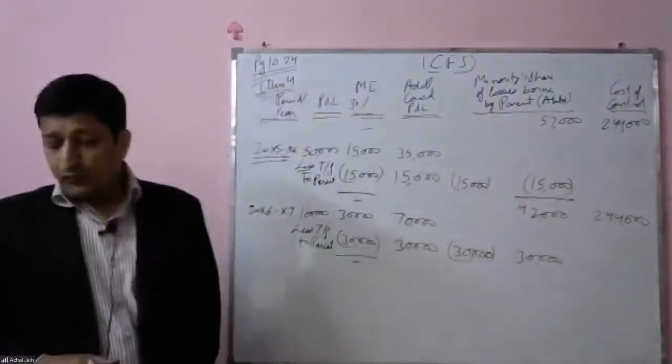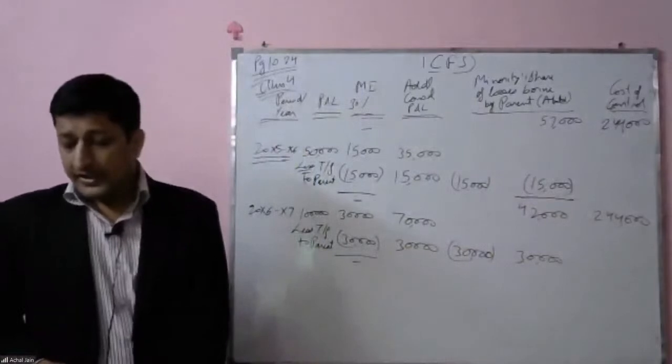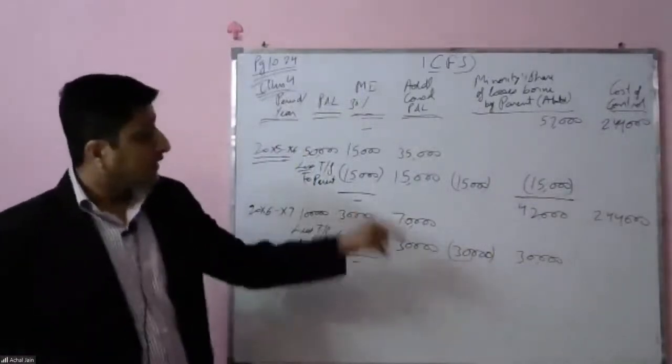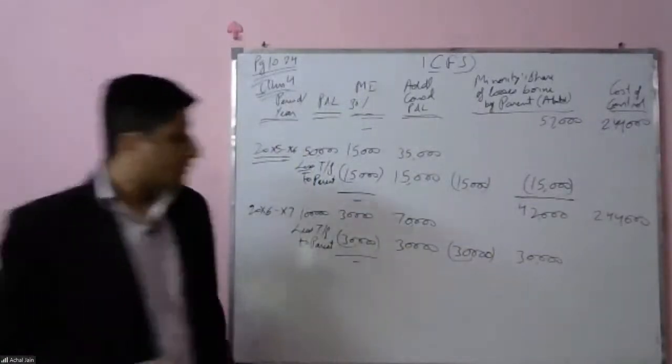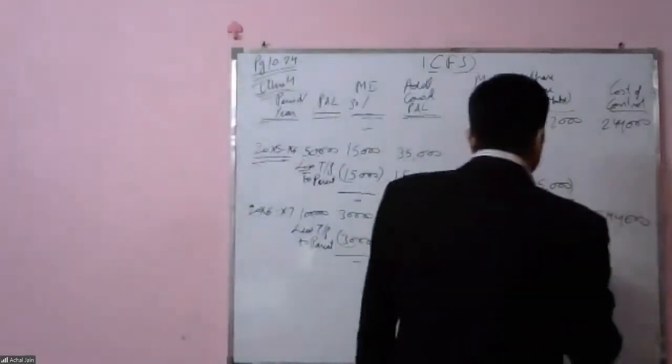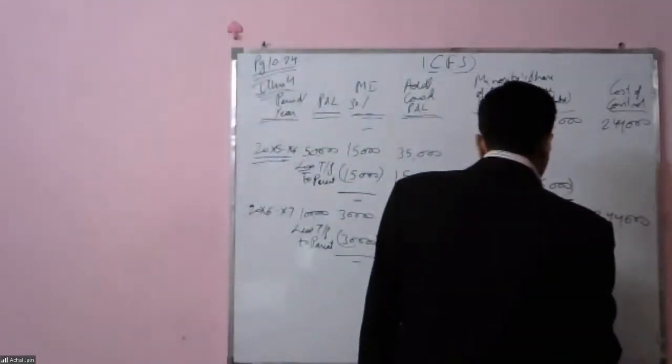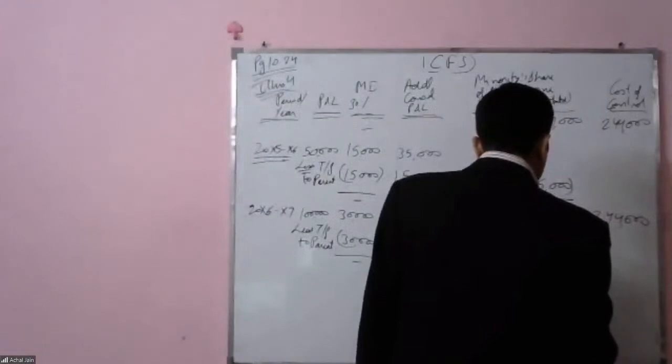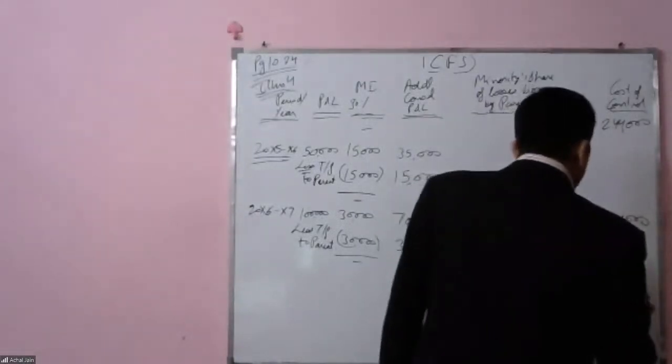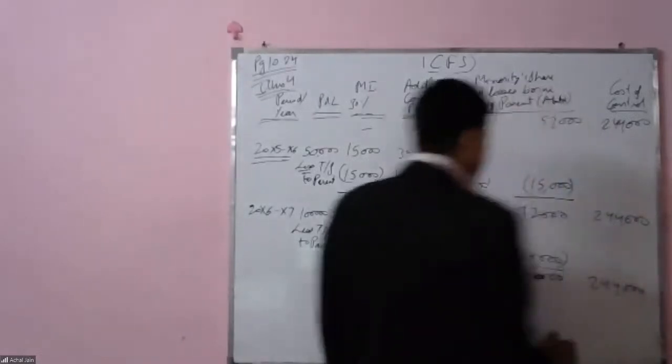So that's why it would lead to 42 minus 30,000. So this will be 12,000. Correct? And this continues to be 2,44,000.